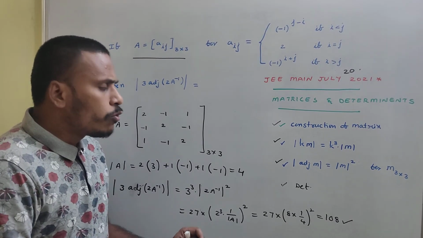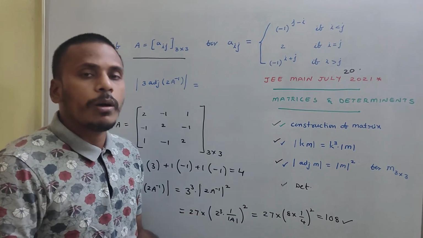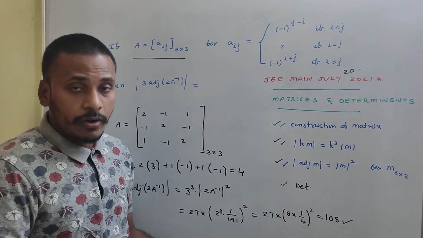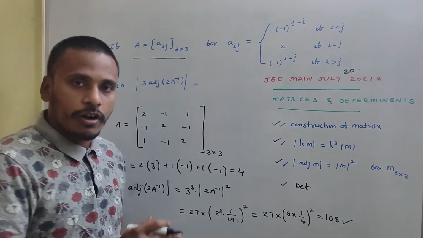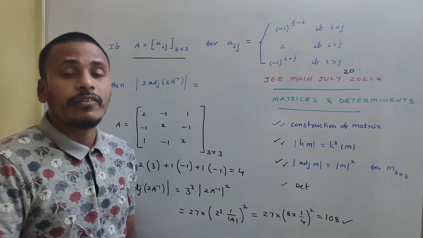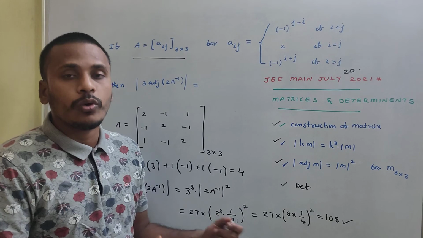If you are very good at these properties, then it is easy to complete this problem in the given time of approximately 2 minutes, right? And I rate this problem as a moderate problem, and this is a conceptual problem. Have a look, and I will come with some other problems of JEE Mains July 2021.